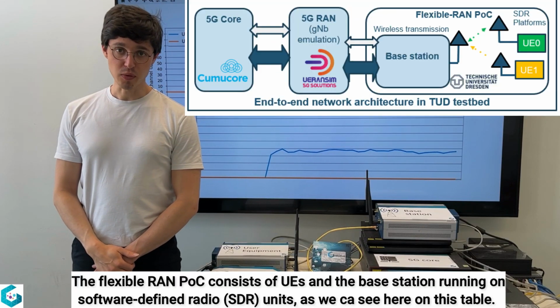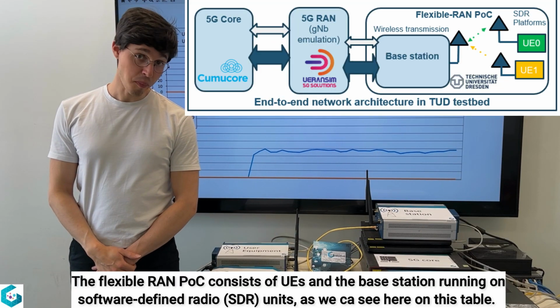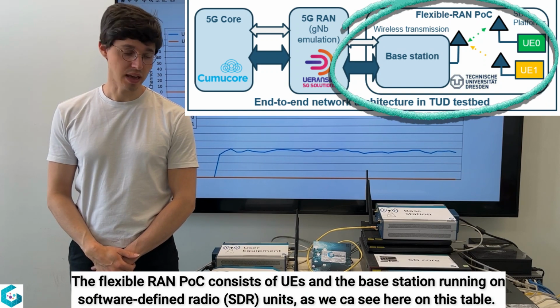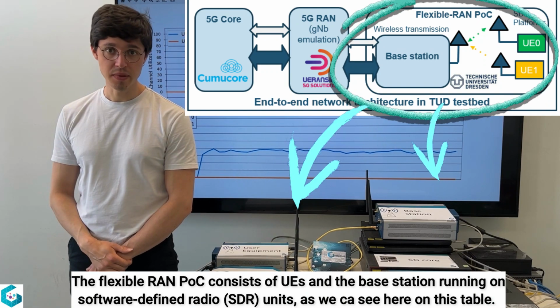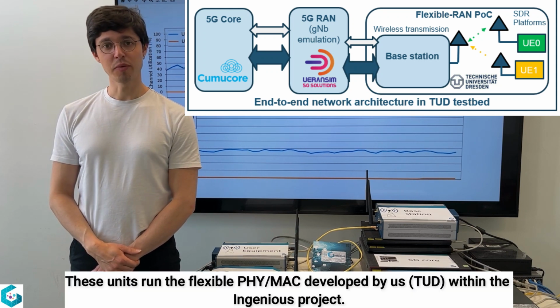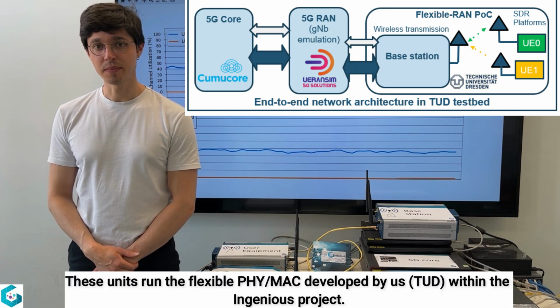The flexible RAN proof of concept consists of user equipment and a base station running on software-defined radio units, as we can see here on this table. These units run the flexible 5MAC developed by us within the Ingenious project.